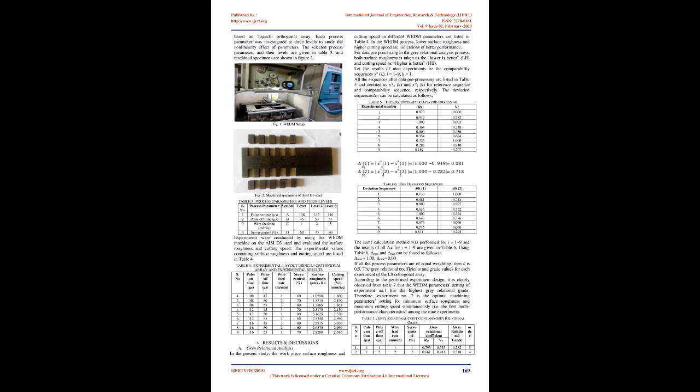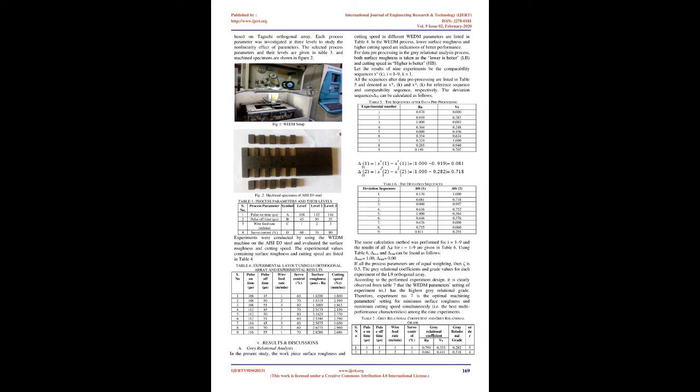The range of experiments was determined from the previous experiments by the Minitab software, based on a Taguchi orthogonal array. Each process parameter was investigated at 3 levels to study the nonlinearity effect of parameters. The selected process parameters and their levels are given in Table 3, and machined specimens are shown in Figure 2. Experiments were conducted by using the WEDM machine on the AISI D3 steel and evaluated the surface roughness and cutting speed. The experimental values containing surface roughness and cutting speed are listed in Table 4.